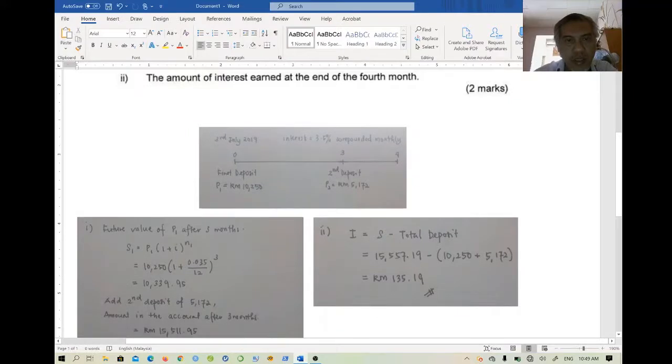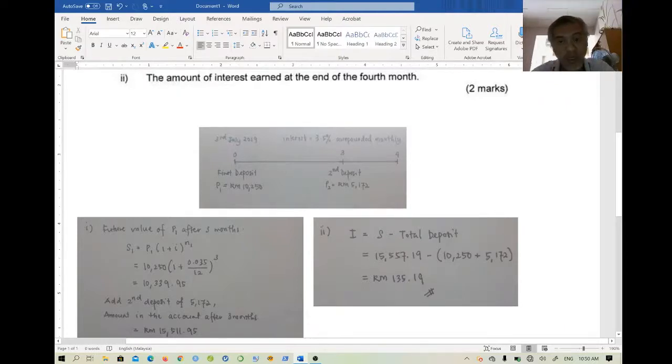For the second part of the question, you are asked to find the amount of interest. In this case, the amount of interest will be, in general, S minus P, that is the future value minus the present value. But in this situation, you have to take S minus the total deposit, because the present value has two values being deposited. You have two deposits in here, so that's why we have the total deposit over here. So it will be 15,557.19 minus the sum of the first and the second deposit, that is 10,250 plus 5,172 ringgit. So calculating this amount, you get the interest earned to be 135 ringgit and 19 cents.